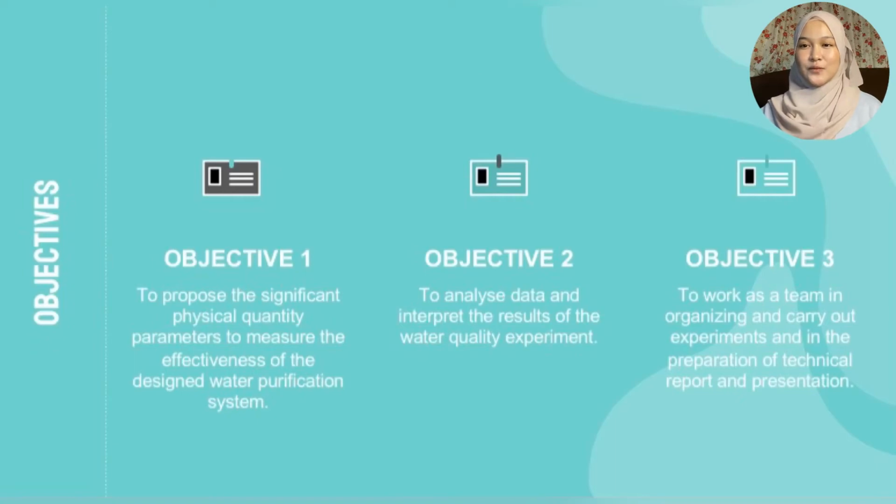The objective of this project is to propose the significant physical quantity parameters to measure the effectiveness of the designed water purification system. Secondly, to analyze data and interpret the result of the water quality experiment. Last but not least, to work as a team in organizing and carrying out experiments and the preparation of the technical report and presentation.